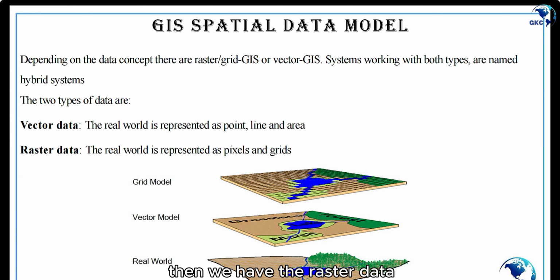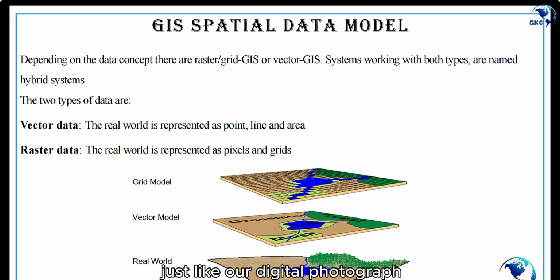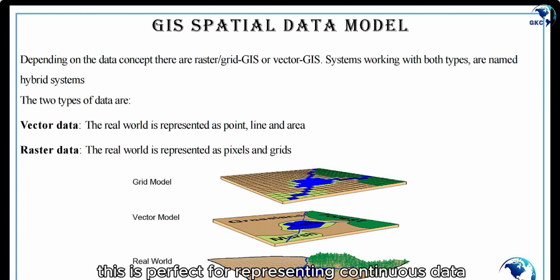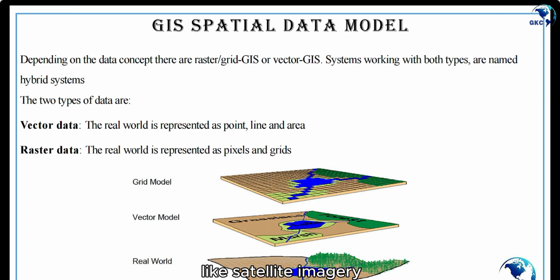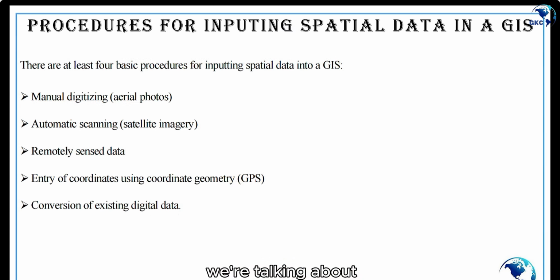Then we have the raster data, as we can see on our screen. A raster is made up of grids or pixels, just like the digital photograph we take with our phone every day. Each pixel is a grid cell that has a value. This is perfect for representing continuous data like satellite imagery, elevation maps, or even temperature maps. But still remember, as always, this is just an introduction, and definitely as we move on, we'll get to play along with most of this data we're talking about.